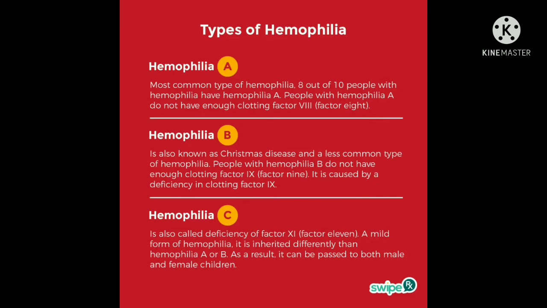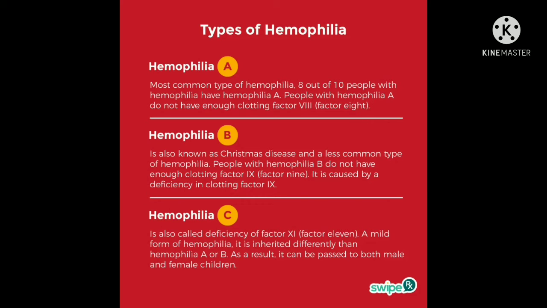There are types of hemophilia. The first one is hemophilia A. It is the most common type of hemophilia: 8 out of 10 people with hemophilia have hemophilia A. People with hemophilia A do not have enough clotting factor 8.